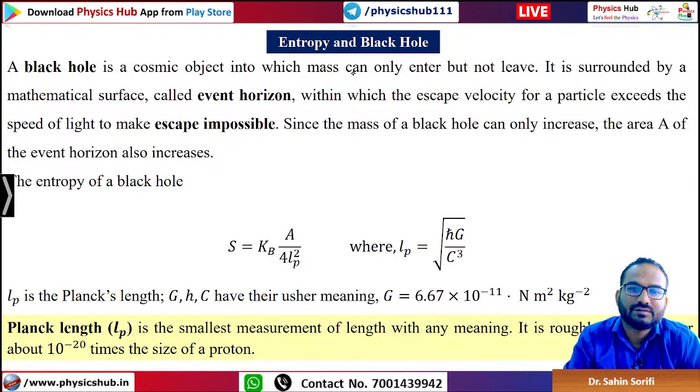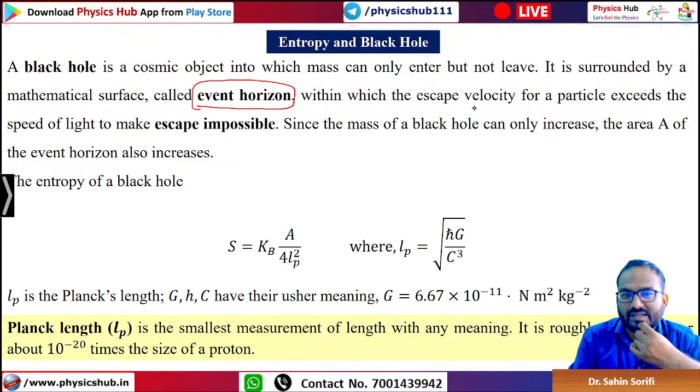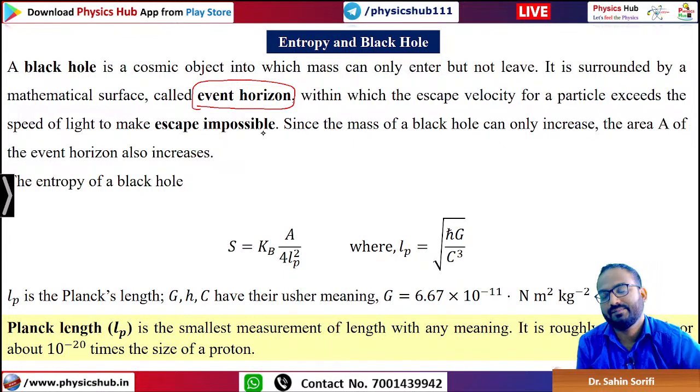A black hole is a cosmic object into which mass can only enter but it cannot leave. It is surrounded by a mathematical surface called the event horizon, within which the escape velocity of a particle exceeds the speed of light, making escape impossible. If you want to escape from a black hole, you need a velocity greater than the speed of light, which is impossible. That is why it is impossible to escape from a black hole. Since the mass of a black hole can only increase, the area A of the event horizon also increases.